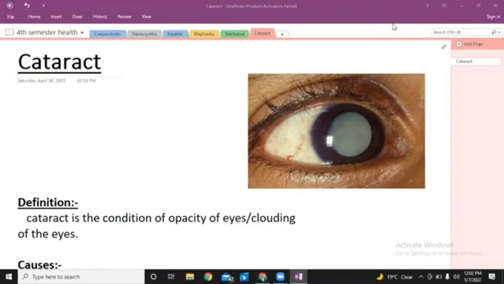Today we are going to discuss cataract. Now, cataract is a condition in which there is cloudiness or clouding of the lens. Or in simple words, we can say that opacity of the eyes is known as cataract. This is how the clouding or cloudiness of the eyes looks, and this is actually cataract. This is how it looks.